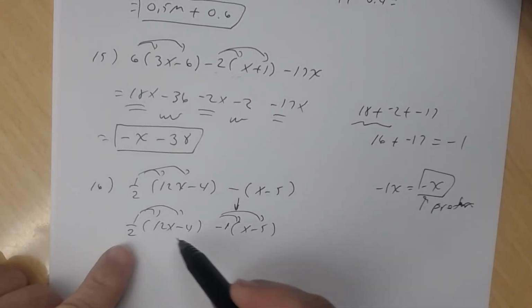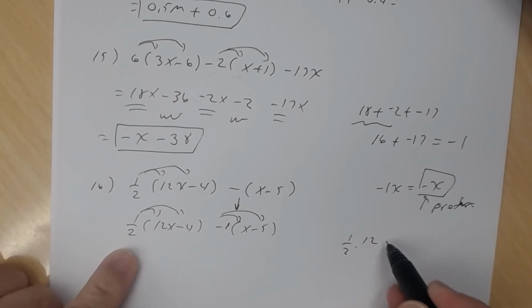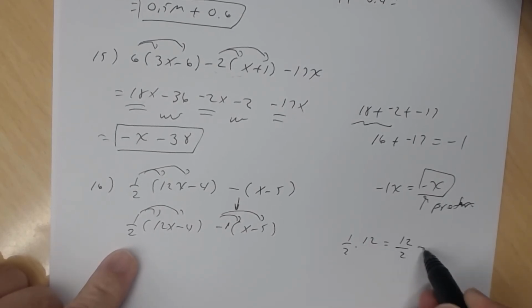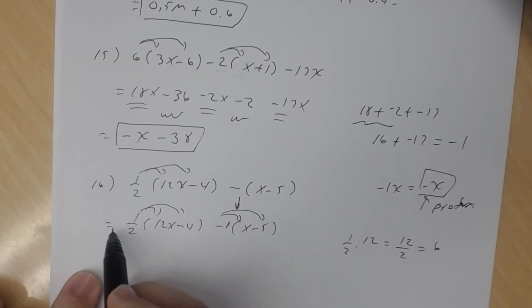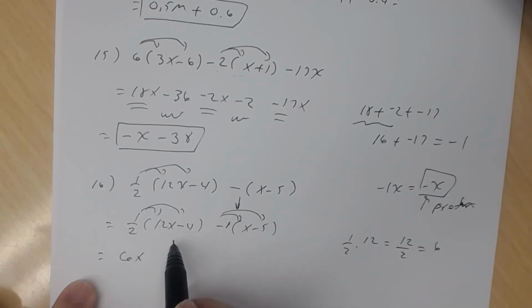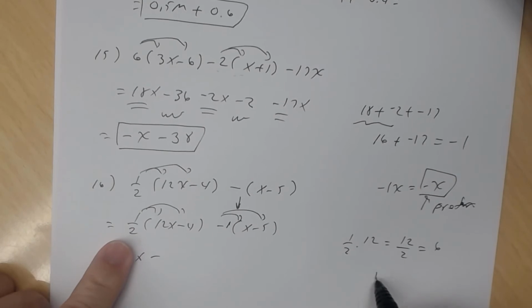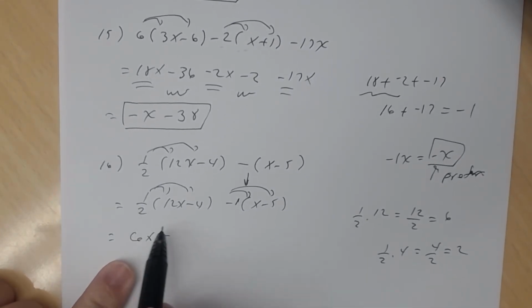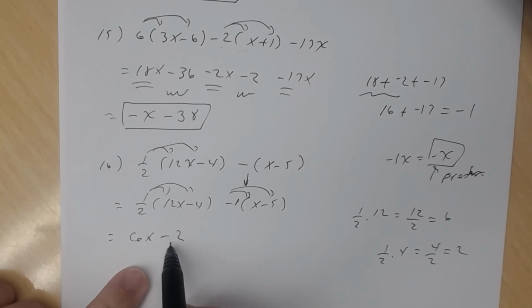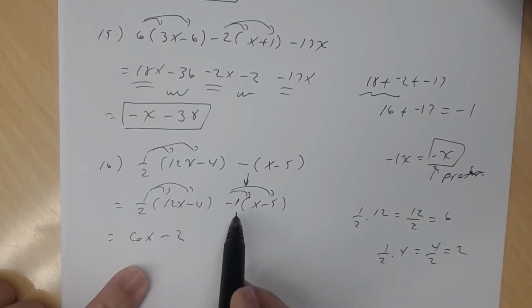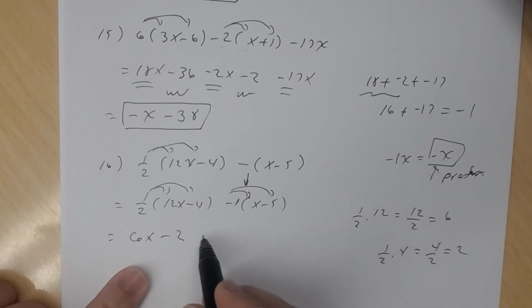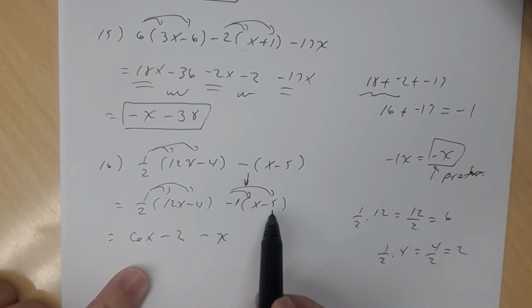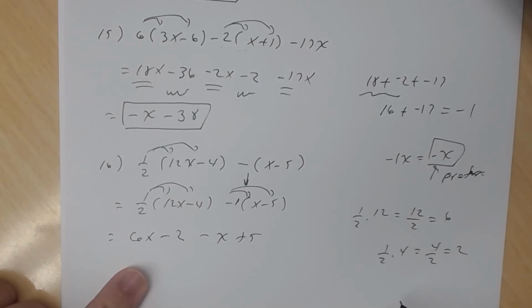And so the 1/2 times 12, remember that's just 12 over 2, which is 6. So 1/2 times 12x is 6x. All right, minus 1/2 times 4 is 4/2, which reduces to 2. So 1/2 times a negative 4 is a negative 2. So this right here becomes this. Now here I'm going to distribute the negative 1. Negative 1 times x is a negative x, and a negative 1 times a negative 5 is a positive 5.